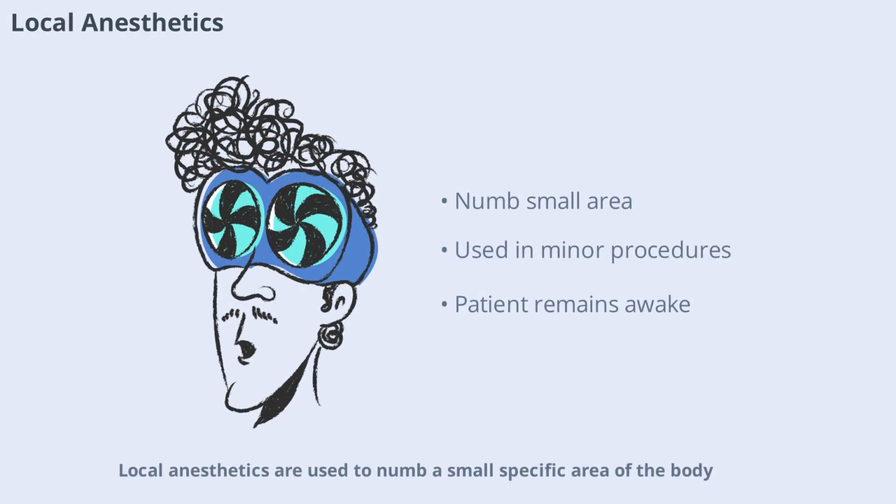Local anesthetics are used to numb a small, specific area of the body. They are commonly used for minor procedures like dental work or stitching a cut. Drugs like lidocaine and bupivacaine block nerve signals in the targeted area, allowing patients to remain awake and comfortable during the procedure. Local anesthetics are generally safe with few side effects when administered properly.